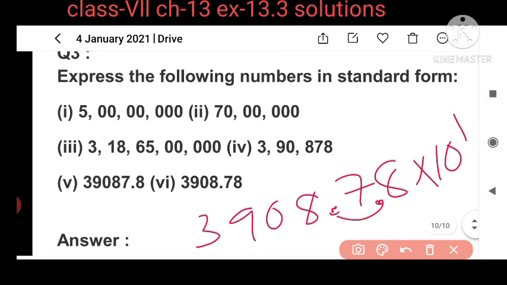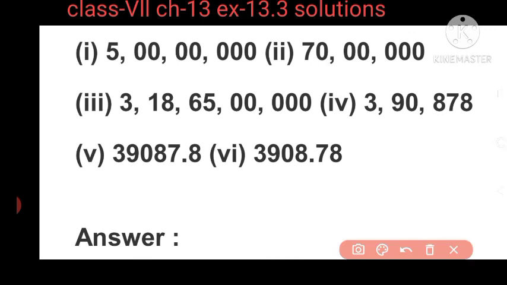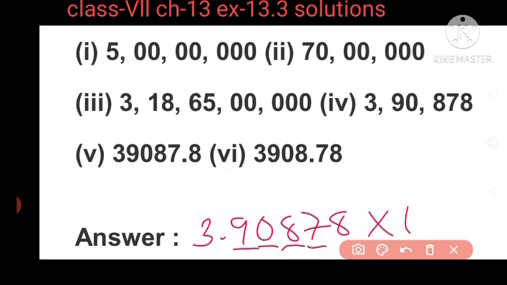So in this way. Now if you are going to write this in standard form, how will you write it? You will write 3.90878. Now this decimal is shifted how many times? 1, 2, 3, 4 times. That means you will write 10 to the power 4, because the decimal is shifted 4 times. So you will write 10 to the power 4.